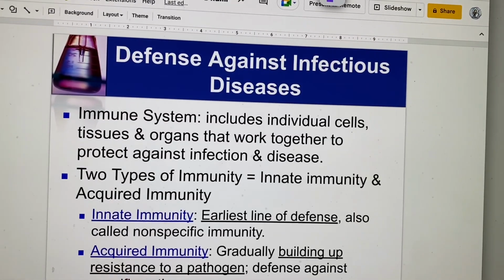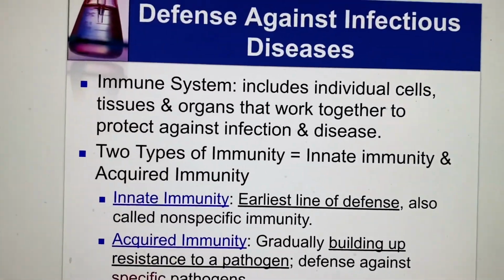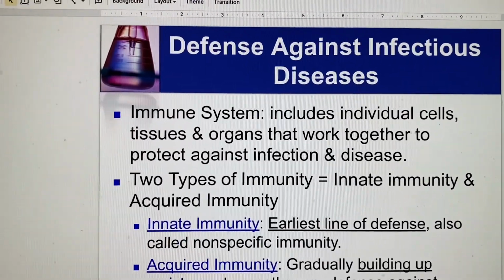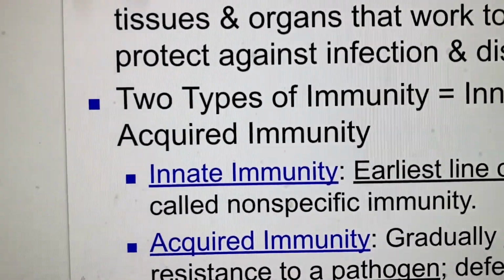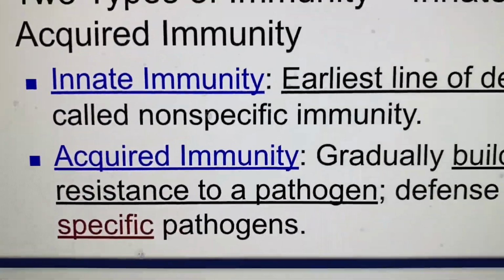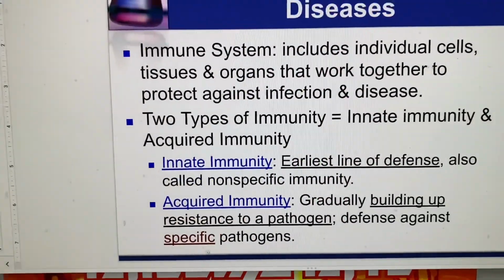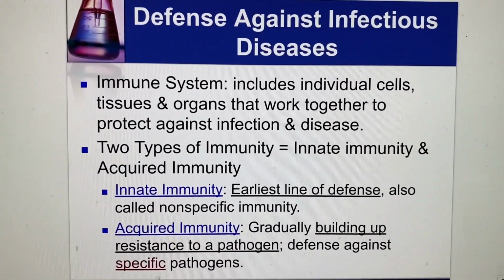So how do you defend yourself against diseases? You basically have a body system, an immune system, which works together to fight off diseases. You have what's called innate immunity, non-specific immunity, and acquired immunity. That's what we're going to talk about over the next few days, or I'm going to talk about here at home, and you'll hear me talk about there at school.